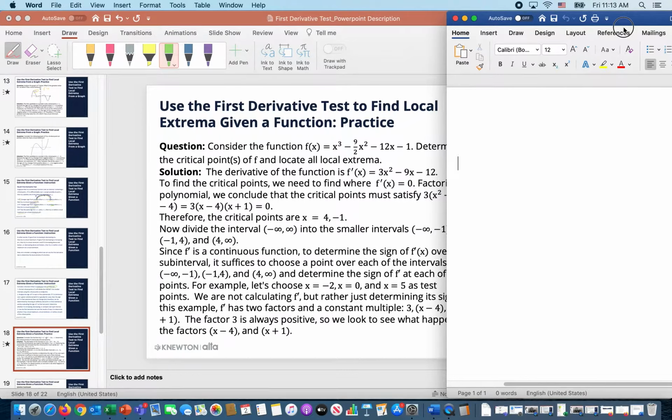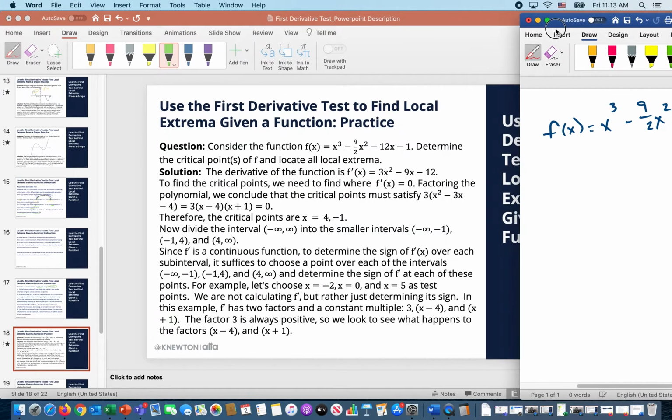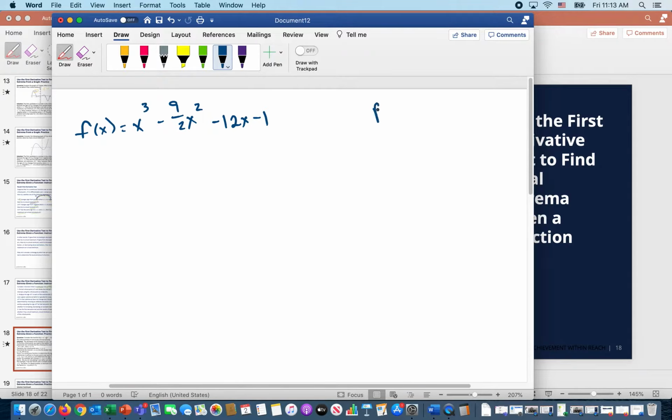So we're looking at x to the third. Let me draw this out right quick. We're going to have our function equal x to the third minus 9 halves x squared minus 12x minus 1. Our job is to determine the critical points and locate all extrema. Remember, extrema are those relative or local maxes and mins. We're going to use the first derivative test to do this. Your notes indicate that the first thing you should do is find f prime. In this problem, f prime is 3x squared minus 9x minus 12.